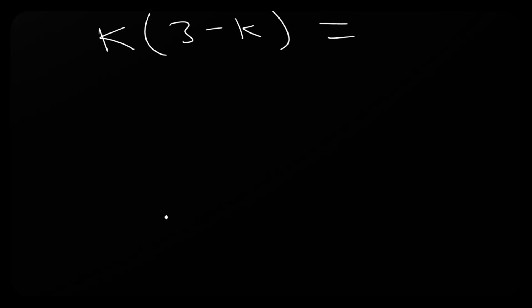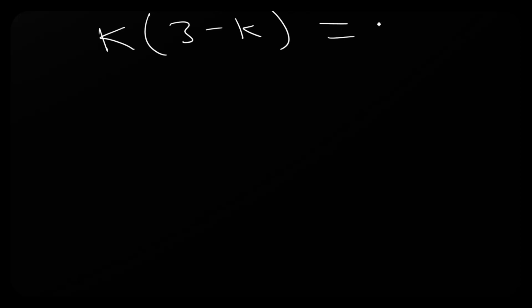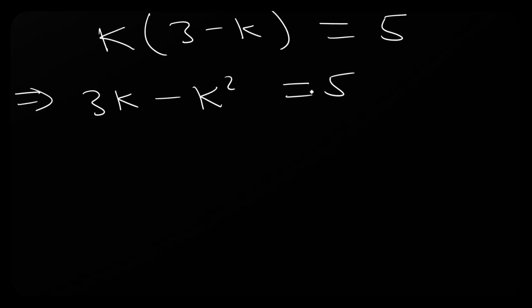Equals to 5. So from here you can say 3K minus K squared equals 5. So this one is a quadratic. Let's send everything to the right hand side. That will be K squared minus 3K plus 5 equals 0.